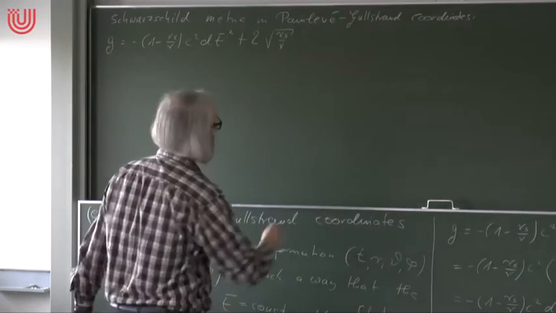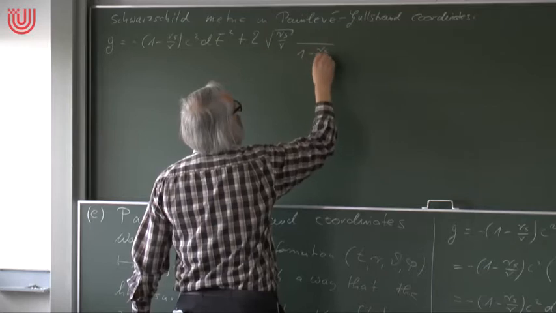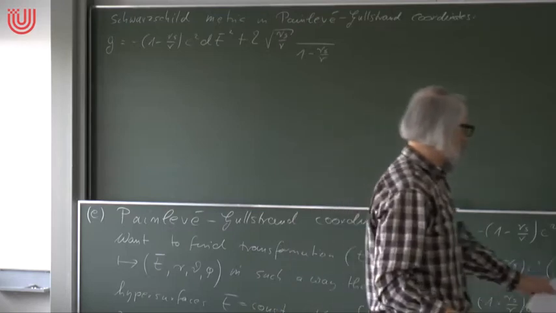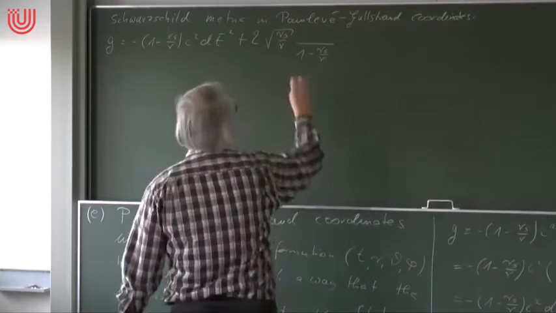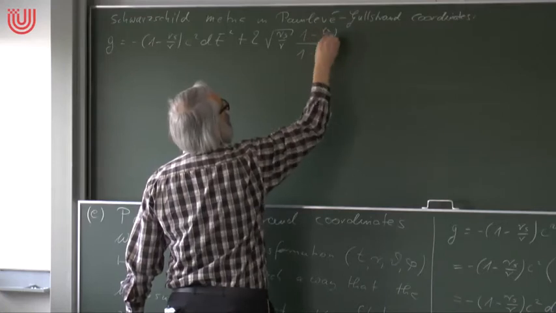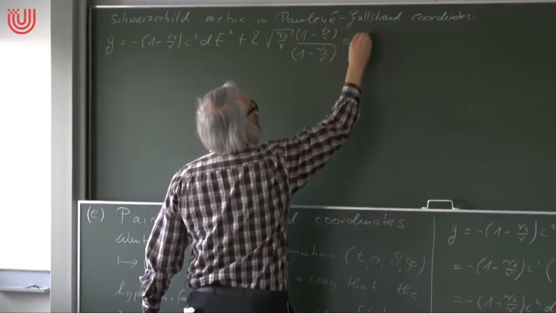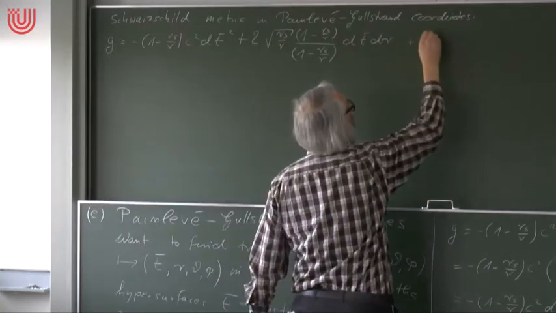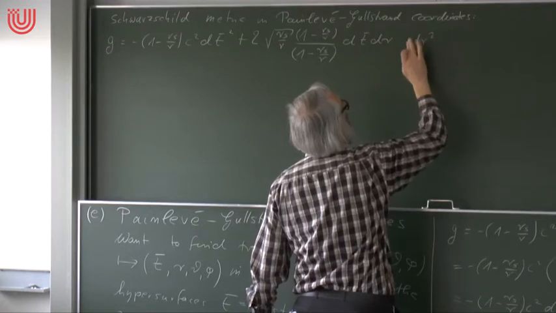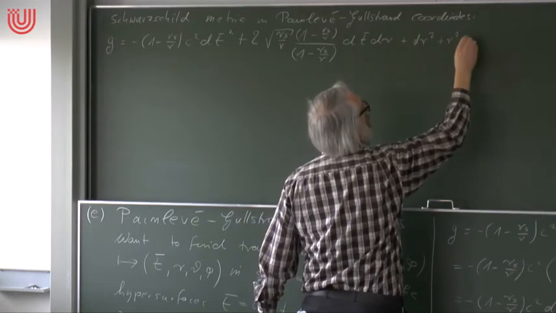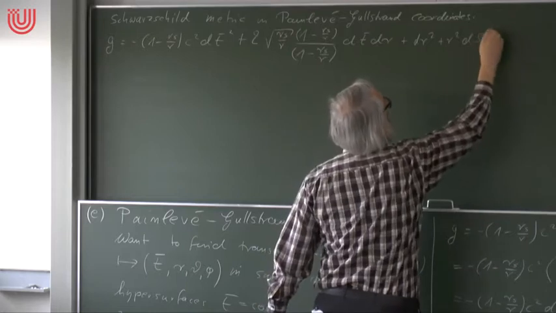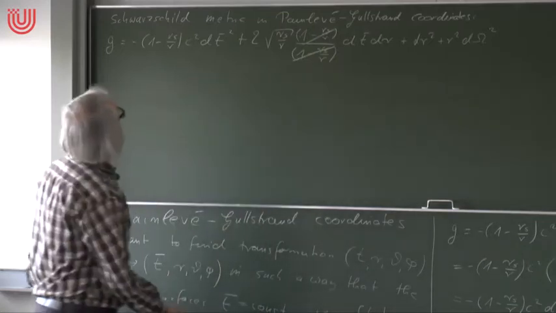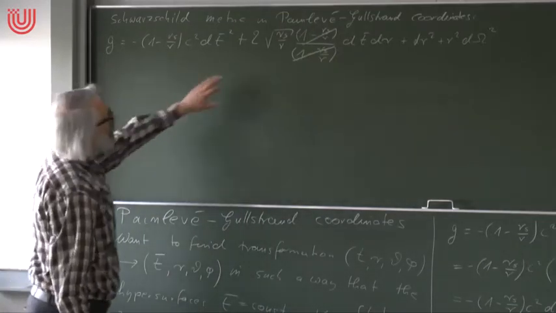Then what? The 1 minus Rs over R in the denominator, and then I continue here. Now comes, that's very nice, the 1 minus Rs over R in the numerator, d t bar dr, and then comes the flat metric, the flat 3 metric, dr squared, oops, r squared, d omega squared. And yeah, this goes away, of course. And that's it.